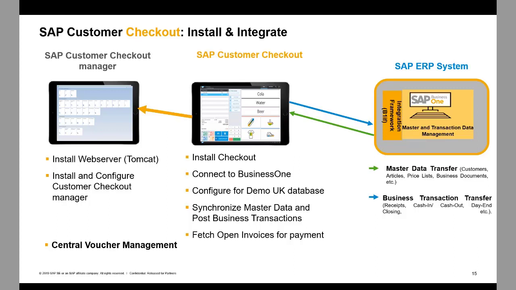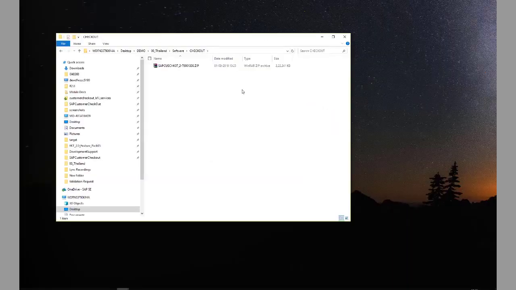The second thing that I want to show you is loyalty management for SAP Business One customers. So if you have customers in SAP Business One, then for those customers, you can enable loyalty management in Customer Checkout together with Customer Checkout Manager. You do not have to replicate any data for this purpose. I will show you how it works. So now let us start in the system.